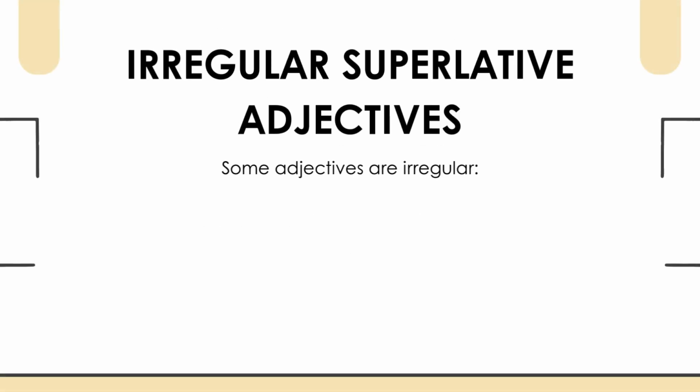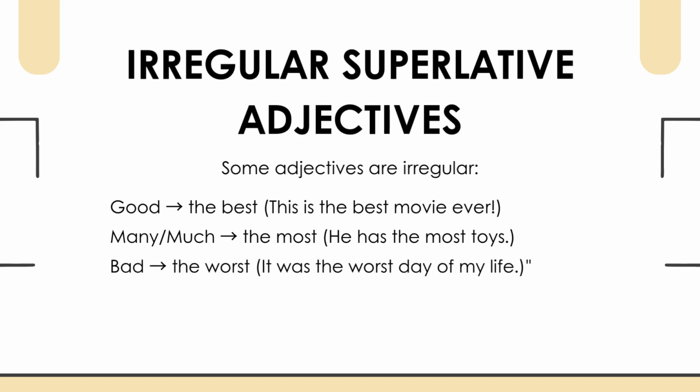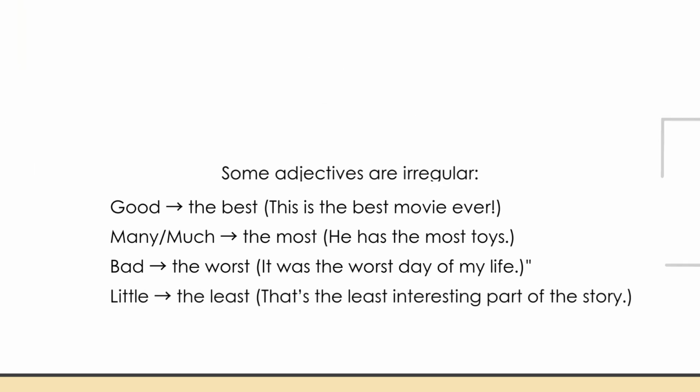Some superlative adjectives are irregular, which means they don't follow the usual rules. For example, instead of saying the goodest, we say the best, like, this is the best movie ever. For many or much, we use the most, as in he has the most toys. With bad, the superlative form is the worst, like it was the worst day of my life. And for little, we say the least, as in that's the least interesting part of the story.